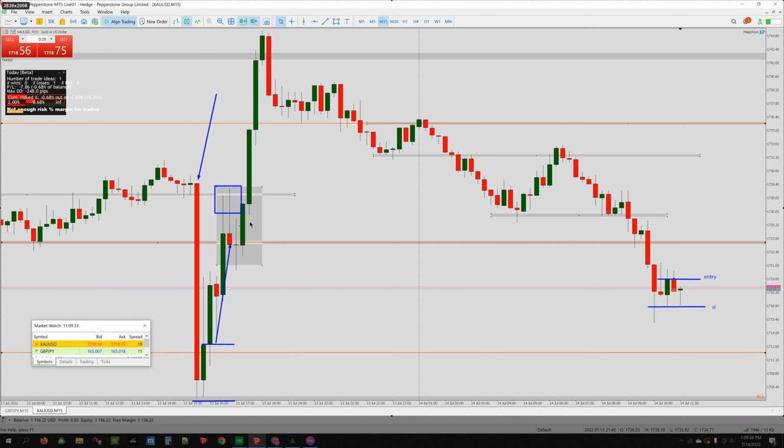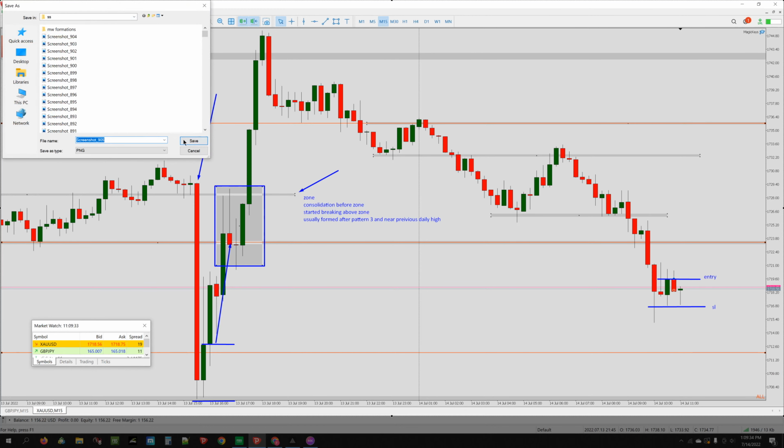And in the meantime, this area, I wanted to study this area. This is a zone, a consolidation before the zone started breaking above, usually formed after pattern 3 and near the previous daily high. So I need to study that pattern also.